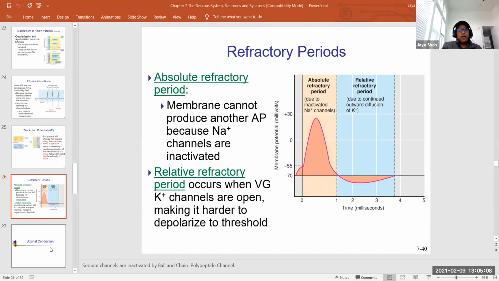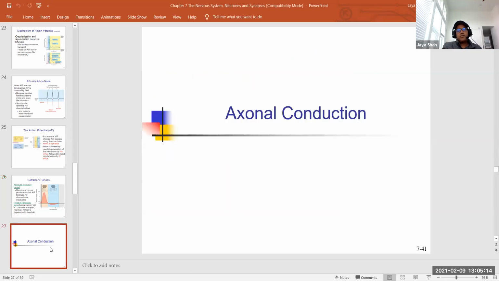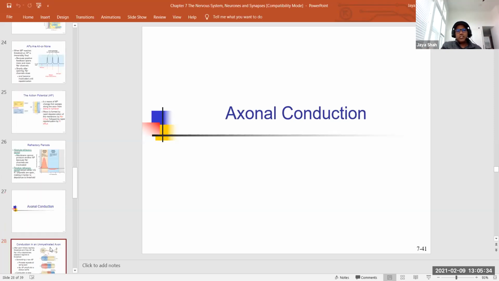Now, once an action potential is produced in the axon, how does it conduct from every micro inch to the next micro inch? Basically, the whole length of the axon, every micro inch, the action potential has to pass. That is called axonal conduction.